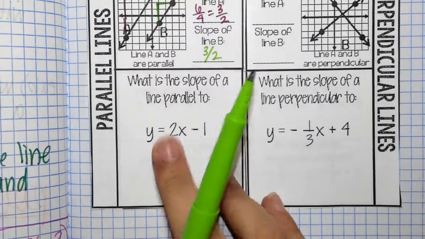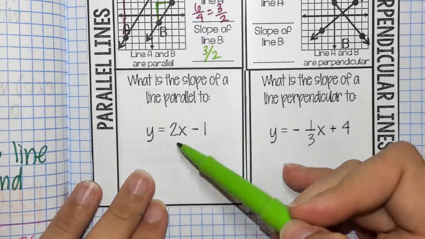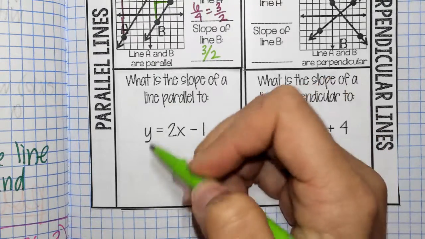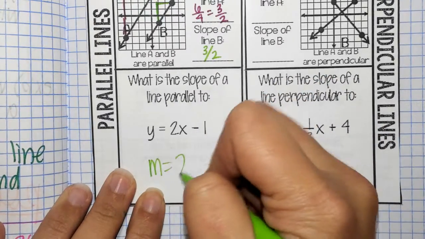Okay, so this question says, what is the slope of a line parallel to this one? What is my slope of this equation? 2. So what would the parallel slope have to be?